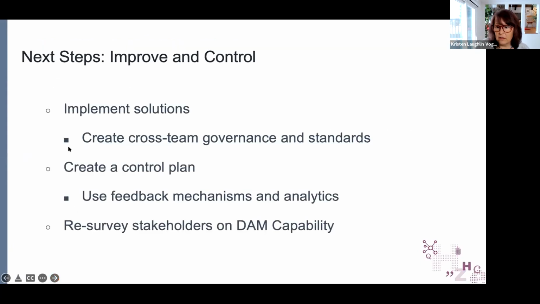Next slide. So next steps in the Lean Six Sigma process, actually the final steps in Lean Six Sigma, are improve and control. So my next steps with my project team will be to implement our solutions by creating that cross-team governance and those standards. We're already approved to get a DAM system, so that's already in the works. And then to create a control plan, we plan to use feedback mechanisms and analytics to ensure that our best practices and standardizations are successful.